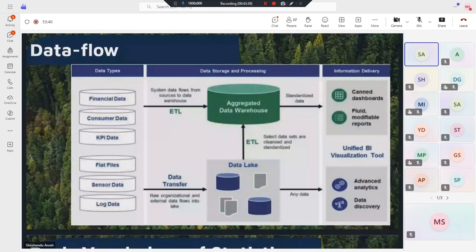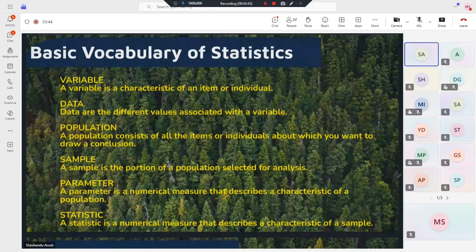So first is the variable. Variable is the characteristic of the item or the individual. Basically, at some point in the next few minutes I'll probably write something as X, Y, Z. Those are the variables which are going to get the value. I'm not going to directly write, okay, this is sales data. Sales data, I'm indicating as, say, X, right? So that is called a variable.